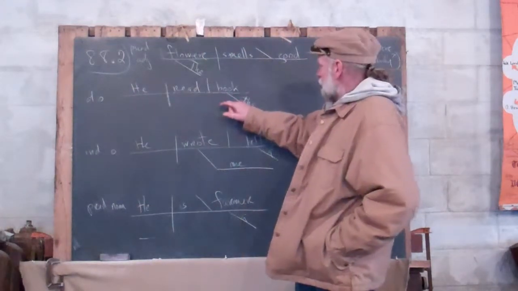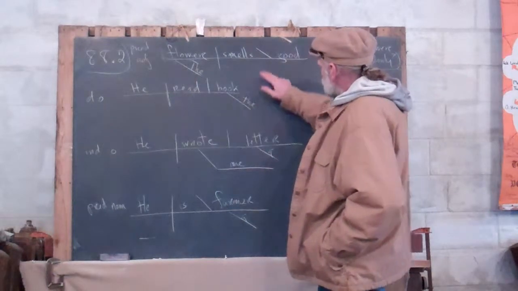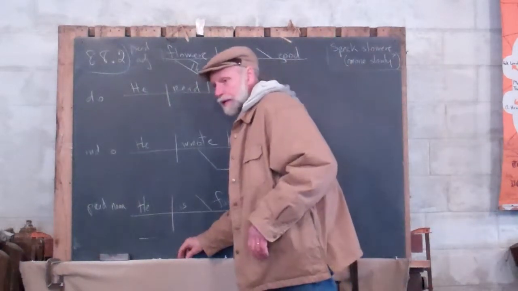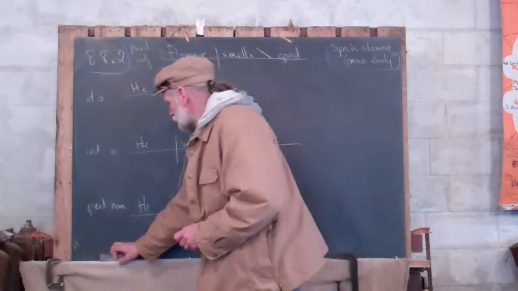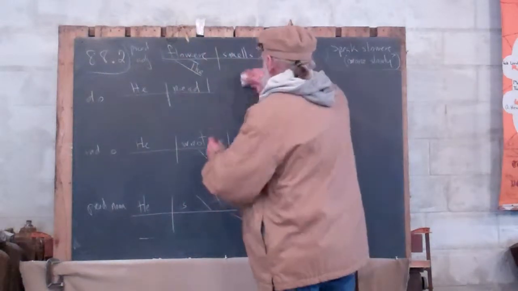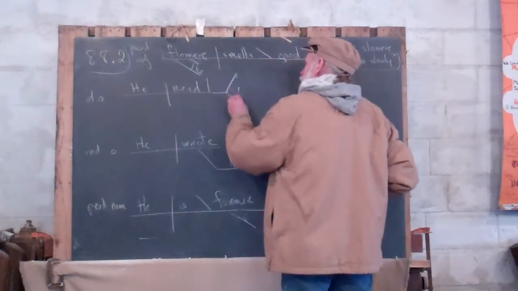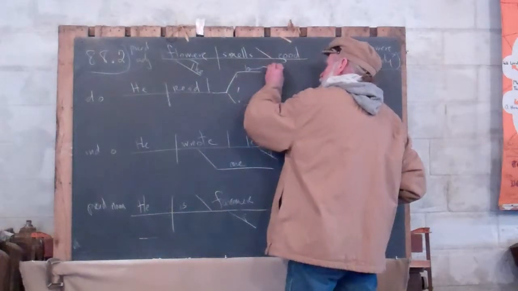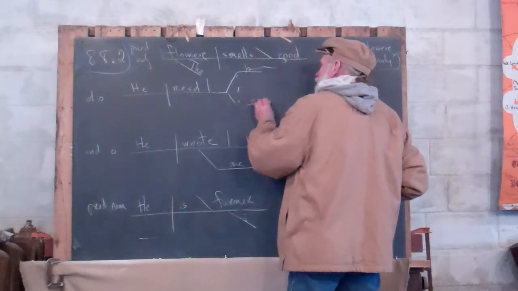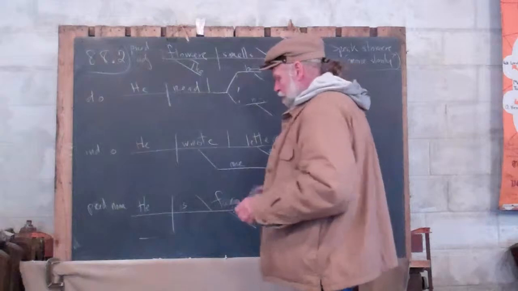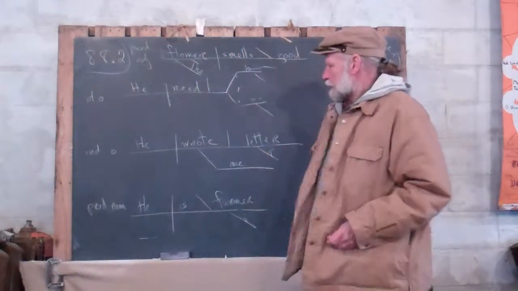This could be compound. He read the book. It would go like this, the book and the magazine. I suppose I could show you that now. He read the book and the magazine. It could be compound. Now, an indirect object.